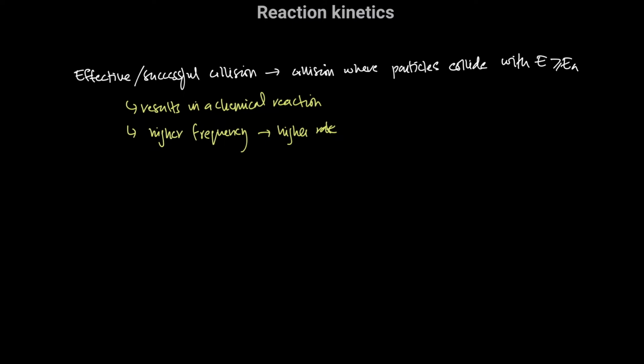Again, the frequency of successful collisions simply means successful collisions per unit time. So for example, if I have 500 successful collisions per unit time, I'm having 500 reactions per unit time, right? If I have, let's say, 1,000 successful collisions per unit time, that means I have 1,000 chemical reactions taking place per unit time. So the greater the number of successful or effective collisions taking place per unit time, the higher the rate.